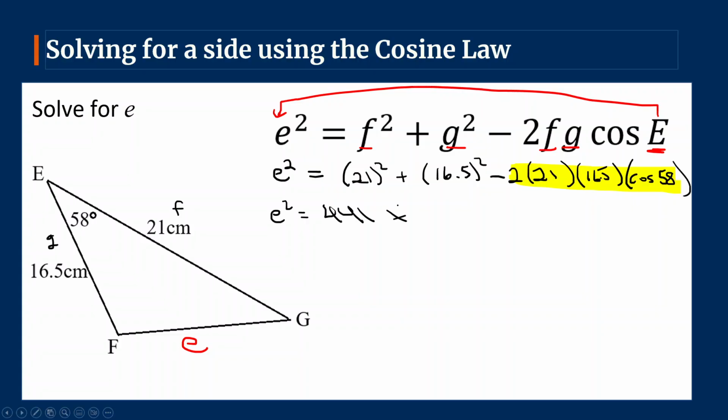plus 16.5 squared, which is 272.25. And then I put the minus, so I carry this minus down, and I put a bracket. And then in my calculator, I multiply all those things that are highlighted together. So in my calculator, I do 2 times 21 times 16.5 times cosine 58.